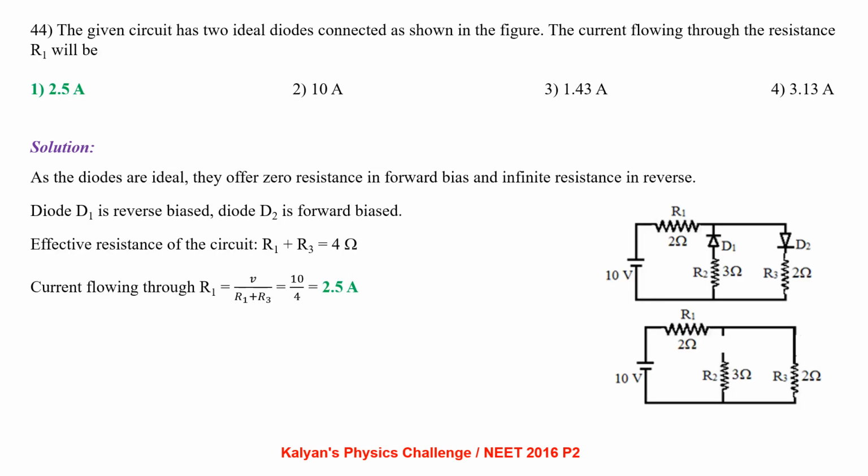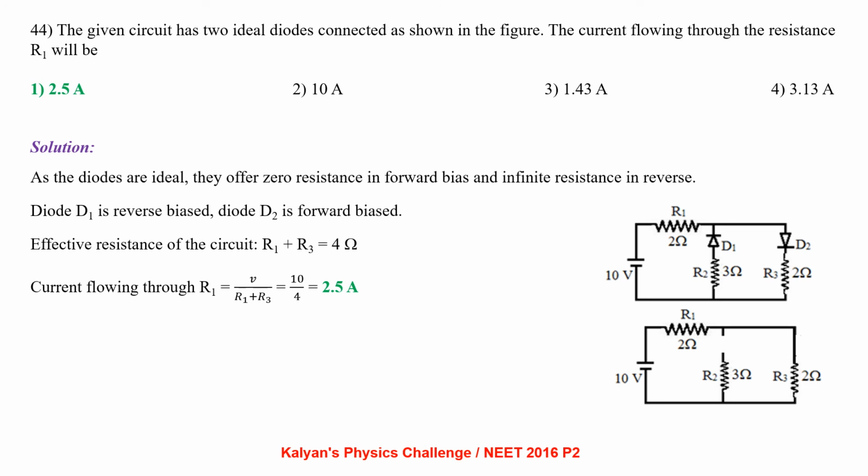The given circuit has two ideal diodes connected as shown in the figure. The current flowing through the resistance R1 will be? As you see the circuit, R1 and R3 are 2 ohm resistors and R2 is a 3 ohm resistor. Now D1 is reverse biased and D2 is forward biased. Since the diodes are ideal, an ideal diode offers zero resistance in forward bias and infinite resistance in reverse bias.